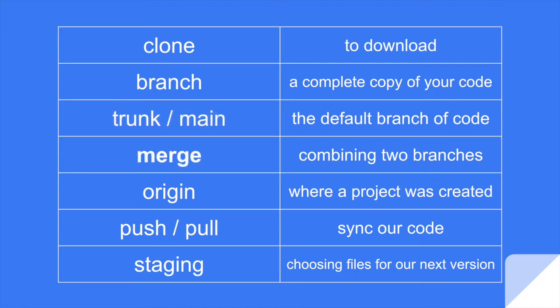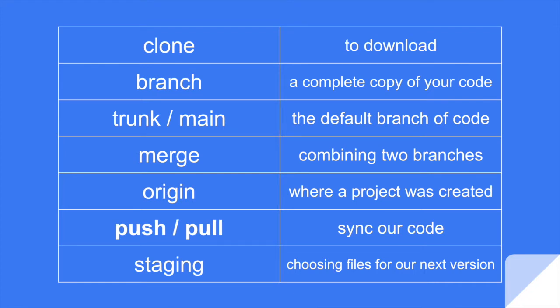Merge just means combine the new version with the old. Once you've finished working on a branch of code and it's clean and working well, you merge it back into the trunk. Origin. This is where the project is originally built, and for us it's always going to mean the GitHub or GitLab servers. Push and pull.